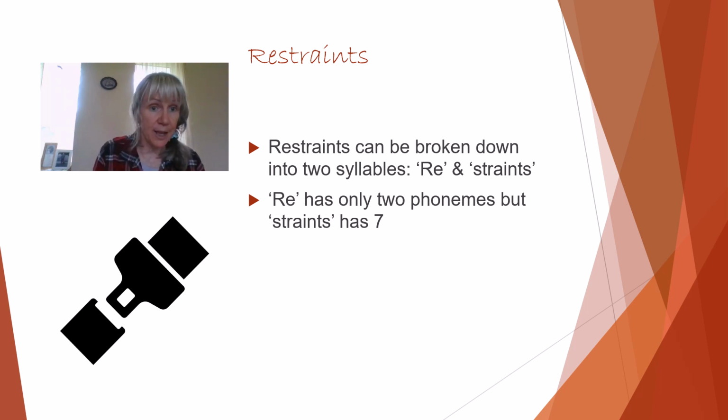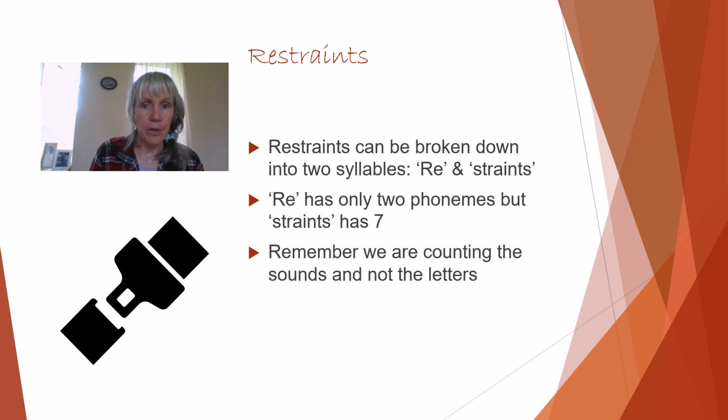The R will get a sound box. The E will get a sound box. It's straints, the second syllable that we are looking at. Straints has 7 phonemes. There are 7 distinct sounds in the syllable straints. Remember that we are counting the sounds and not the letters.